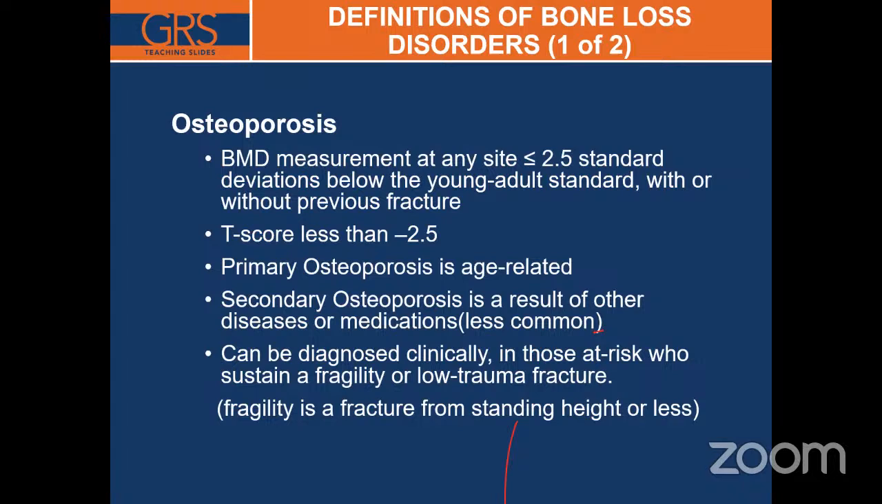Primary osteoporosis is age-related, and this is the more common type. Secondary osteoporosis is a result of other diseases or medications. We will also go in details through the secondary causes of osteoporosis. It can be diagnosed clinically in those at risk who sustain a fragility or a low trauma fracture. A low trauma fracture is defined as any non-pathologic fracture that occurs from a fall from standing height or less.